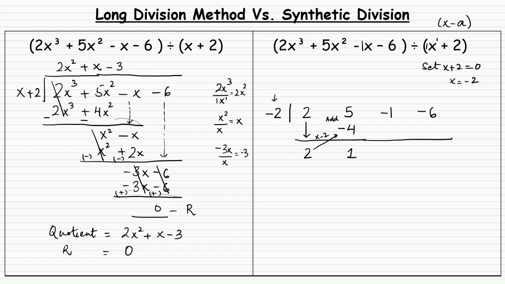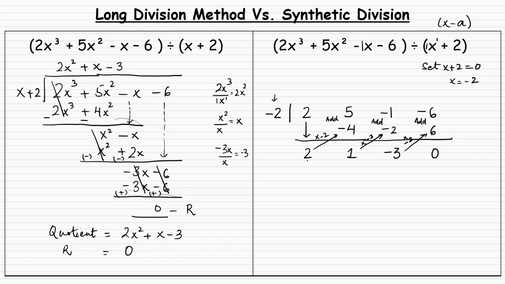I'll repeat the same process. Multiply this 1 again with this negative 2. And 1 multiplied by minus 2 is minus 2. And then I will add these two. What is negative 1 added to negative 2? Negative 3. Repeat the process. Negative 3 multiplied by negative 2. It will give me plus 6. Add these two. Negative 6 plus 6 is 0.